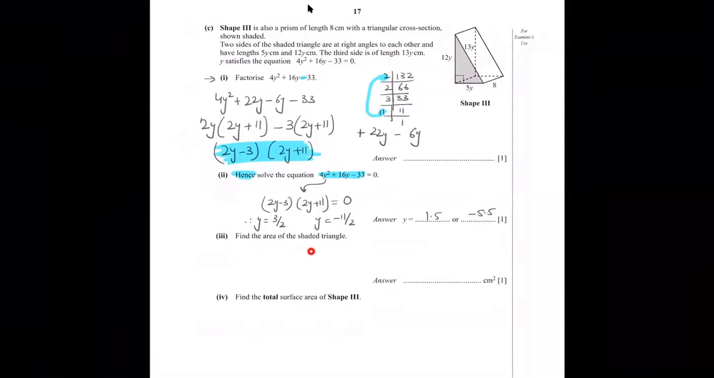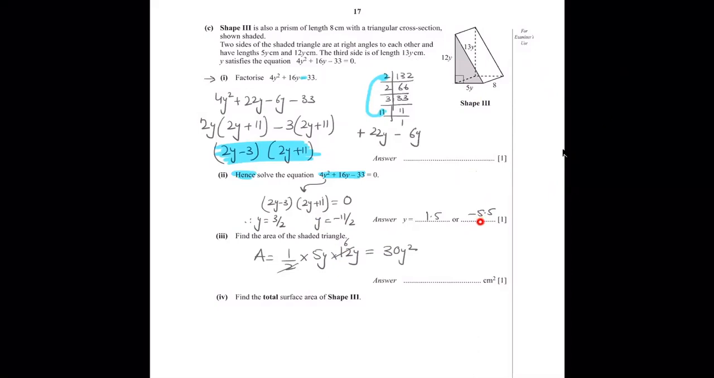Then the next part says find the area of the shaded triangle. So this is the shaded triangle. We need to find the area for it. So area of the shaded triangle is going to be half times base times height. So the base is 5y and the height is 12y. If you solve this, you are going to get 30y square and you have to plug in the right value of y. In our example, can y value be negative? If we are talking about y as a length, can y have a negative value? Can we take y as minus 5.5?